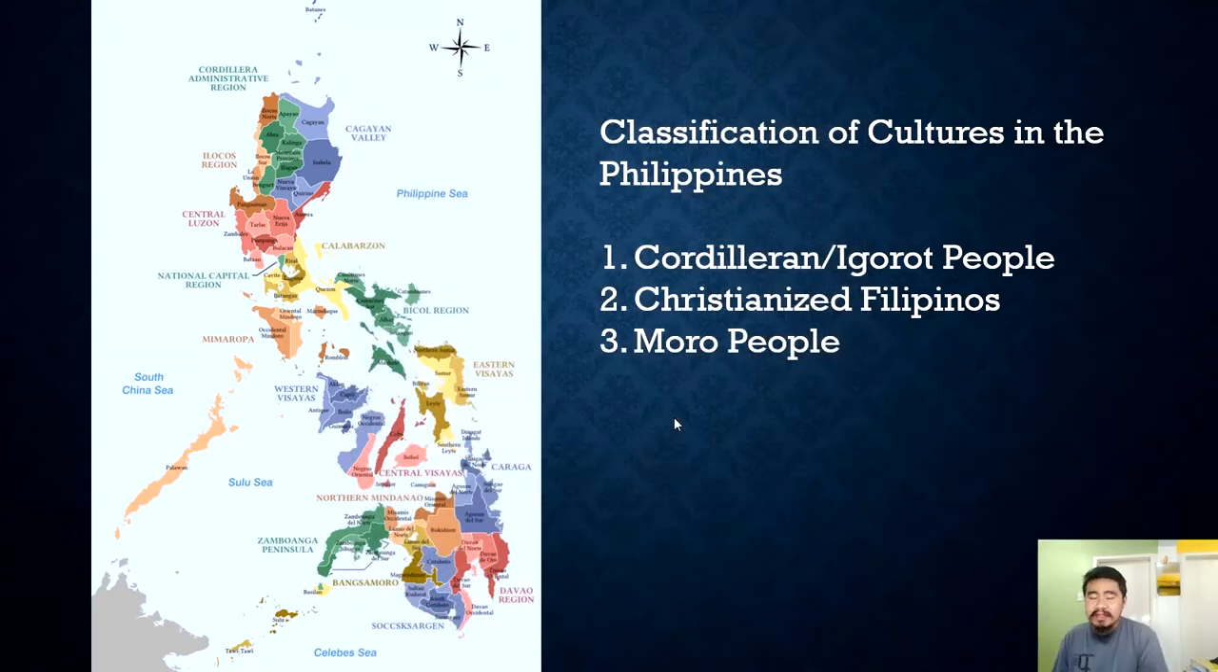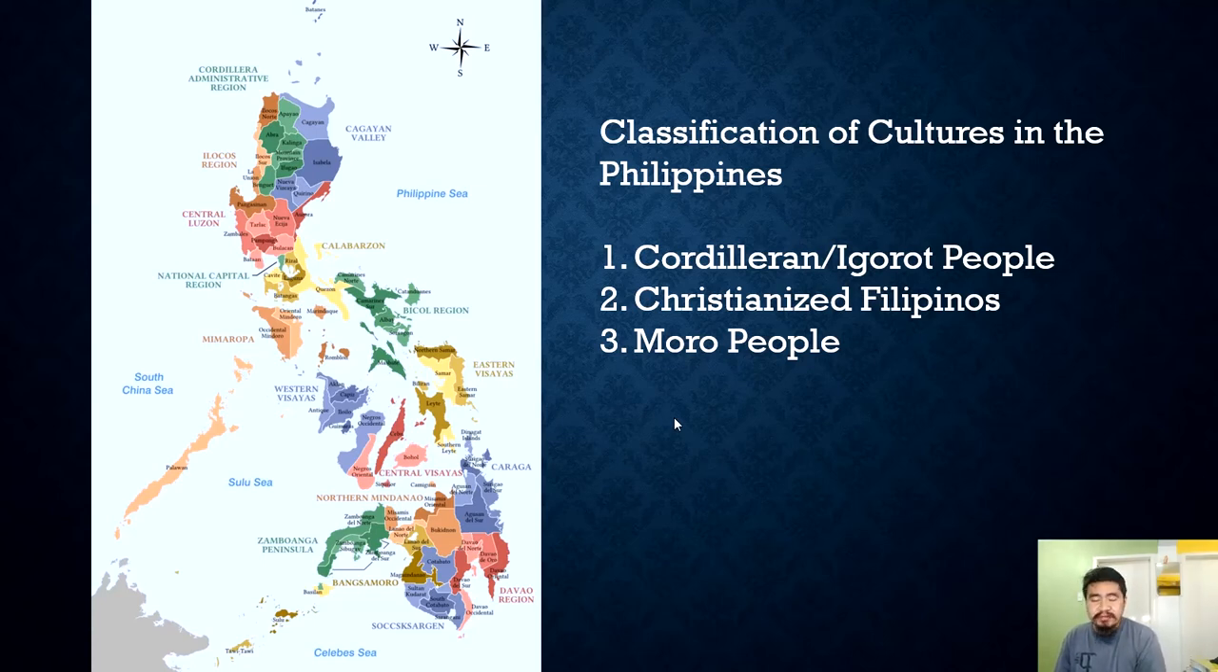Now going dito, no, when it comes to the culture, sinakop tayo ng mga Espanyol. But basically, did they conquer all regions, all areas in the Philippines? Basically, hindi. Now, hindi nila nasakop tendency na preserve ng ibang tao yung original na kultura. So, looking into the classification of the Philippine culture, we could now classify it into three. The first would now be the Cordillerans, or the Igorot culture, or the Igorot people. The second would now be in terms of the Christianized Filipinos, kung saan nasakop ng mga Espanyol. And the third would now be in terms of the Moro people, or yung mga Muslim brothers natin.